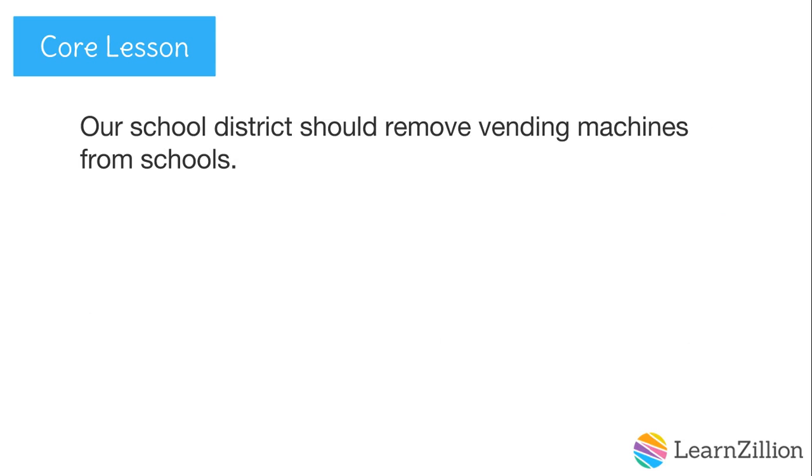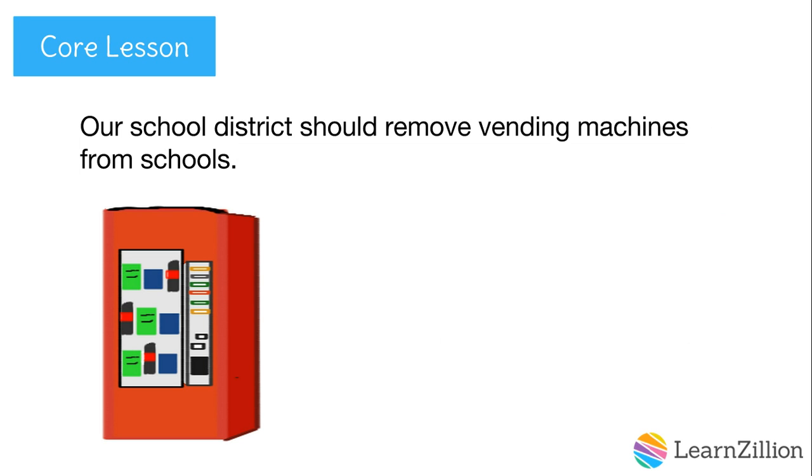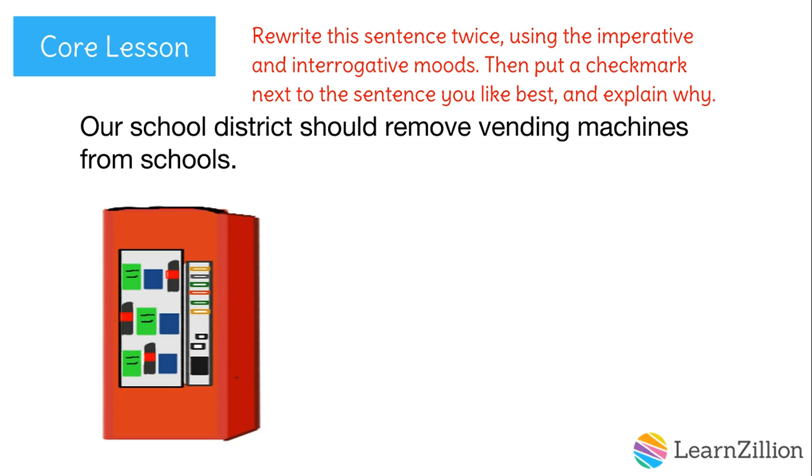Okay, we have one sentence left. Try rewriting the sentence twice, using both the imperative and interrogative moods. Don't be afraid to change other words in the sentence if you need to in order to make sure it still makes sense. When you finish writing them in these two different moods, then put a check mark next to the sentence that you would choose to use in your draft and explain why you made that choice. Pause the video to work and press play when you finish.